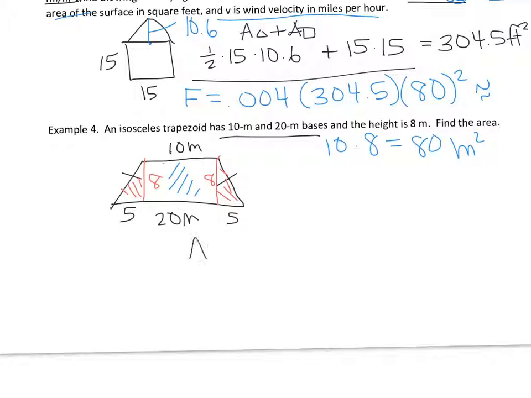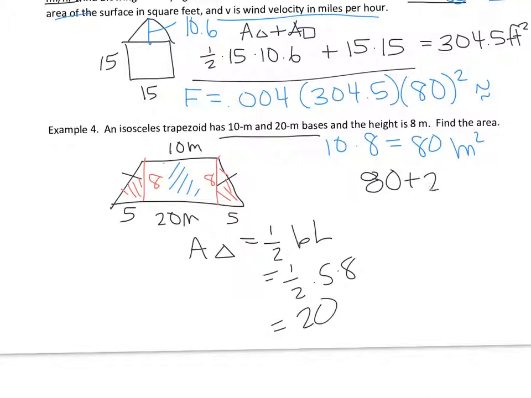So the area of the triangle is 1/2 base times height. So it's 1/2 times 5 times 8, so that's 20. But there's 2 of them. So it's going to be 80 plus 20 plus 20, which is 100 meters squared.